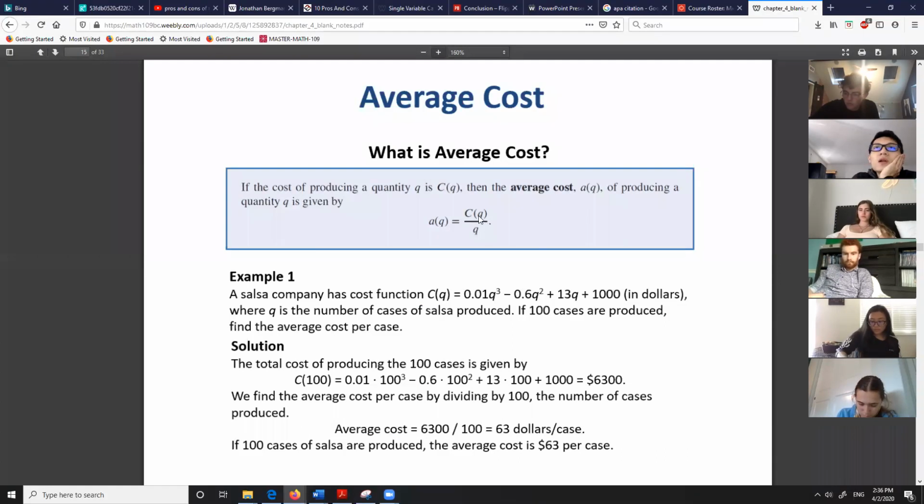So first you need to figure out what is C of 100. C of Q is given by this function, so for C of 100 you substitute Q to be 100 here and here. You get 6,300 for the total cost. To find the average cost, we take the total cost and divide by Q, which is 100 cases. You get $63 per case. So we conclude that if 100 cases of salsa are produced, then the average cost is $63 per case when the production level is 100.